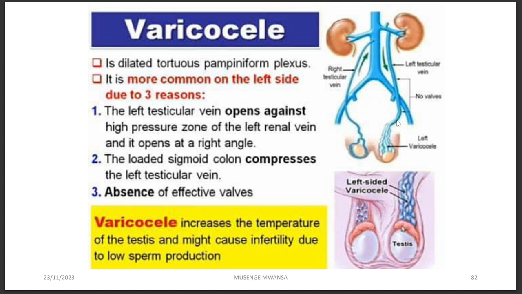And also on the left, it is more tortuous than on the right, because on the left you have got actually the sigmoid colon. This sigmoid colon will be able to compress the left testicular vein. Because the left testicular vein is being compressed this side, for it to be able to push blood up, you need much more strength than on the right. That is why it is more tortuous. So these varicoceles will be able to increase the temperature of the testis, and they can actually lead to infertility because of low sperm production. Is this okay?